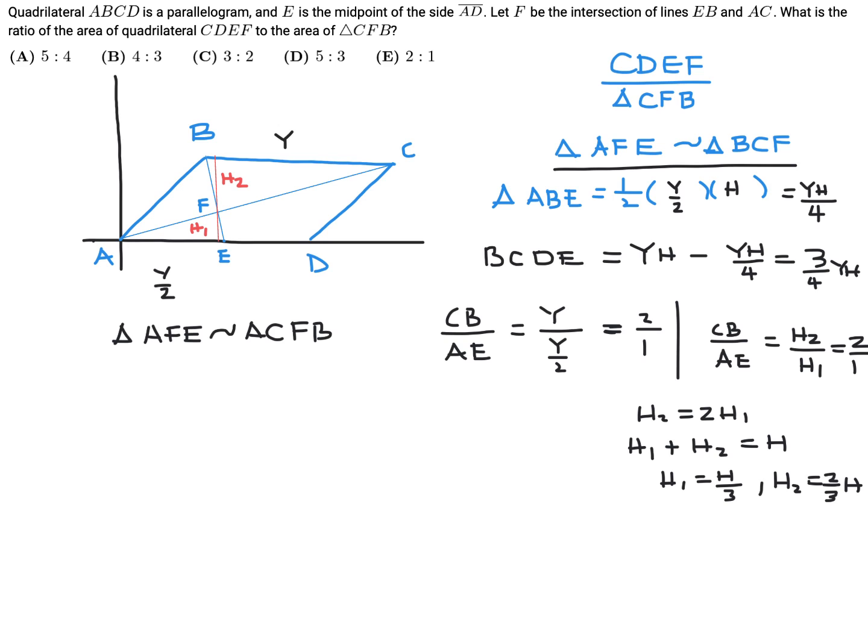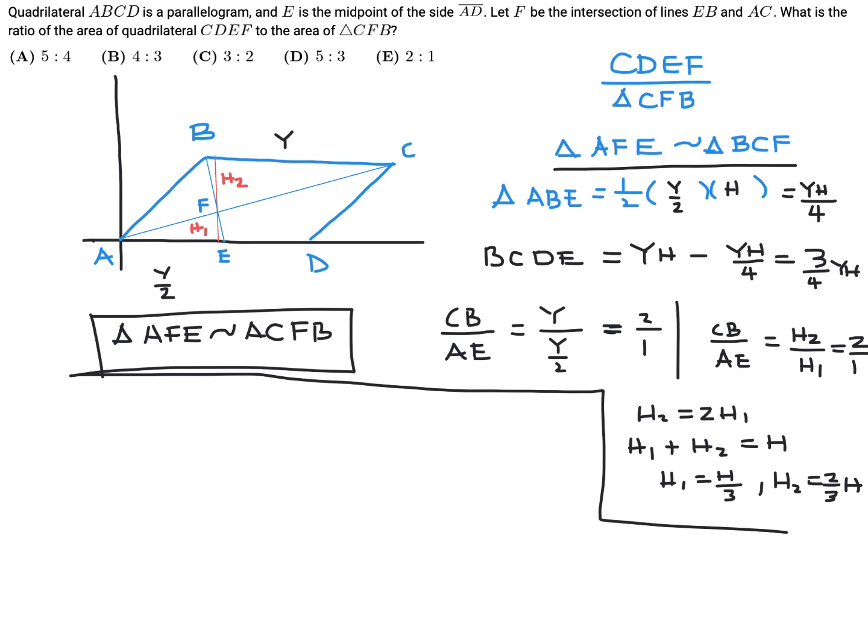All right, that's very good progress so far, just with similar triangles, which is what I had originally thought of as soon as I looked at the diagram. Okay, now I think we're pretty much close to being done. The area of CFB shouldn't be that difficult now. It's 1/2 base times height, so the base is Y and the height is H2. So Y times 2 over 3 H becomes YH over 3.